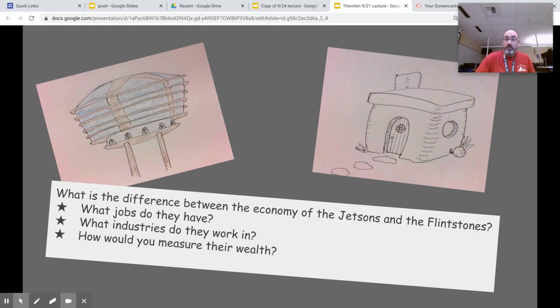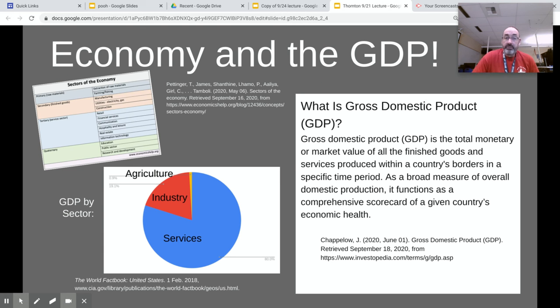Okay, now what we're looking at is economy, okay? And what we are going to base our economy on is the GDP. Now the GDP is actually a fairly modern invention. I think it was invented about the time of the Great Depression, so about 80 years ago. This is the way that we could look at how or measure what was going on in the economy.